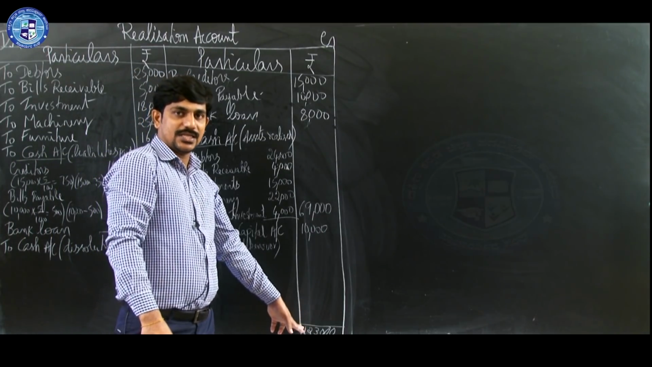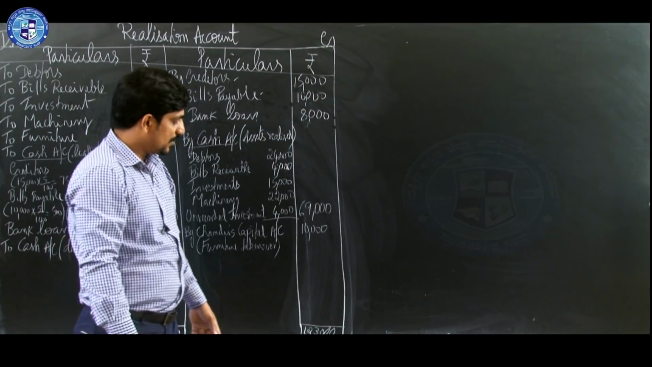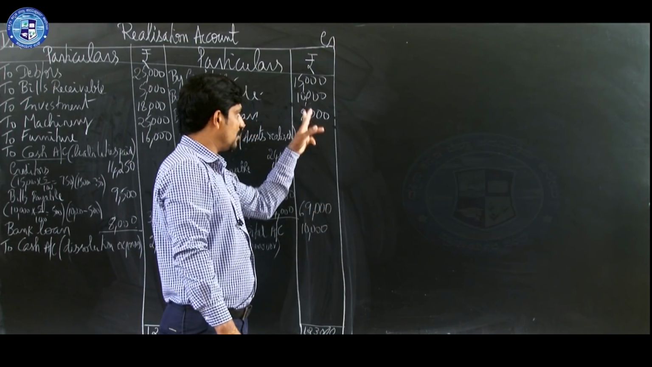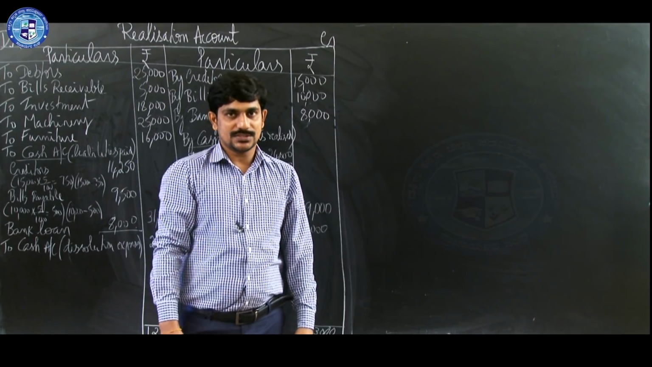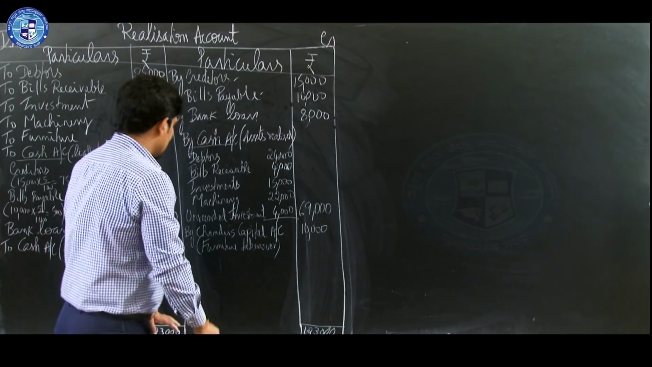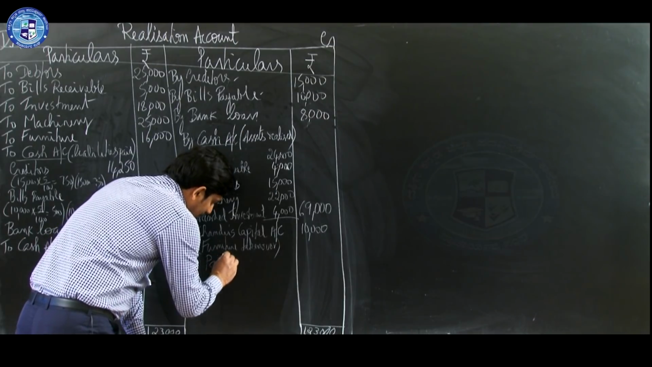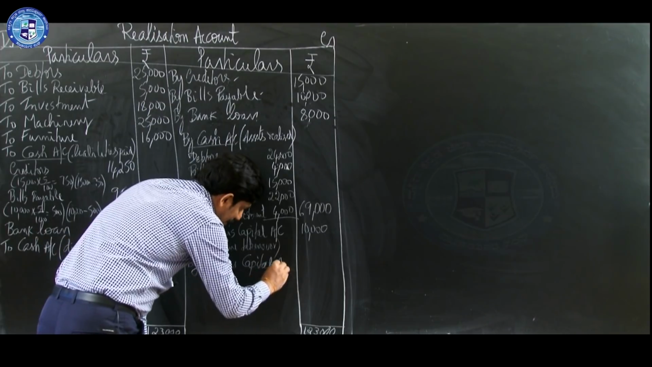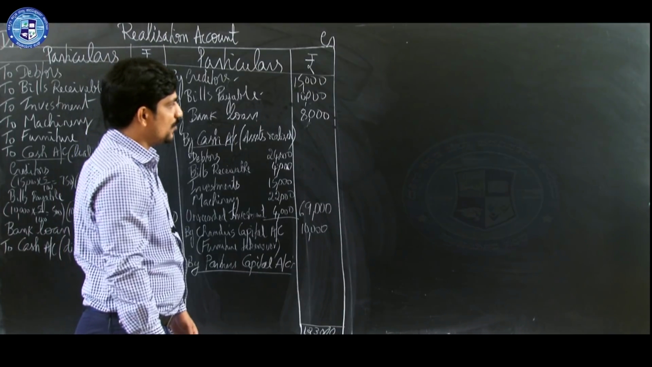Now what you have to do? From this 1,23,000, we have to minus all the credit side amounts and find the balance. So 1,23,000 minus 10,000 minus 69,000 minus 8,000 minus 10,000 minus 15,000, how much will you get? 11,000. Now that 11,000 rupees we have to distribute among whom? Partners, by transferring to the partners capital account.